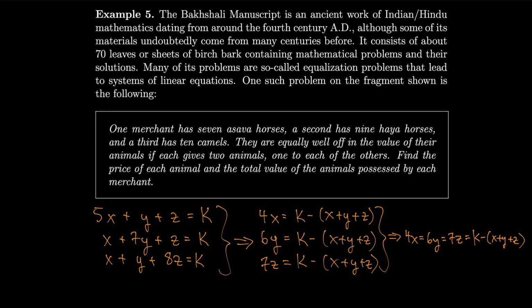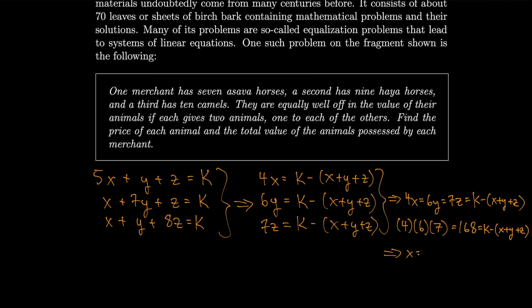So what we can do is take the numbers 4, 6, and 7, since 4x, 6y, and 7z are all equal to k minus x plus y plus z. That means that this is divisible by 4, 6, and 7. So that means that 4 times 6 times 7 has to equal 168, and that must be divisible by this, so we could just set that equal to k minus x plus y plus z to get a solution. And we do that, that gives us x equals 42, y equals 28, and z equals 24, where k would be 262. And obviously that's not the only solution to this problem, but that's how the manuscript said to solve it.